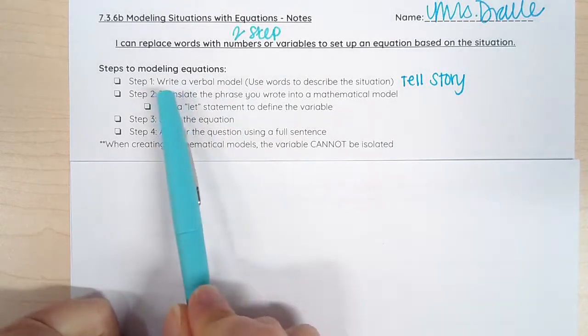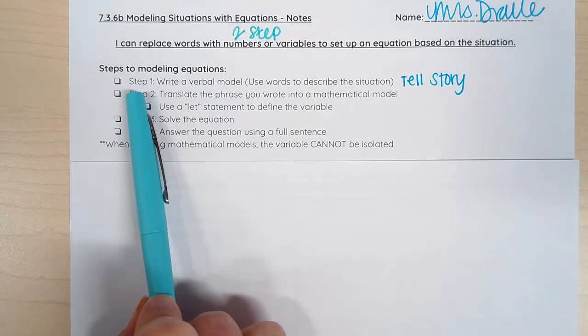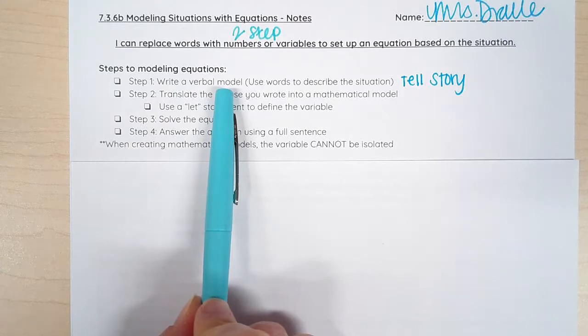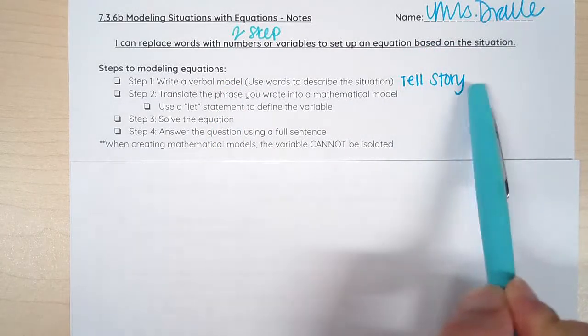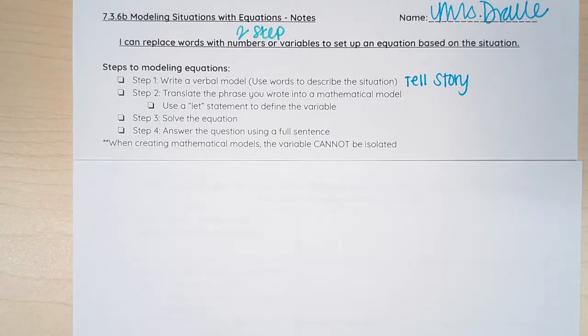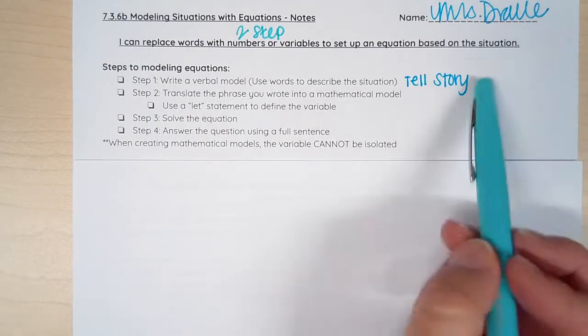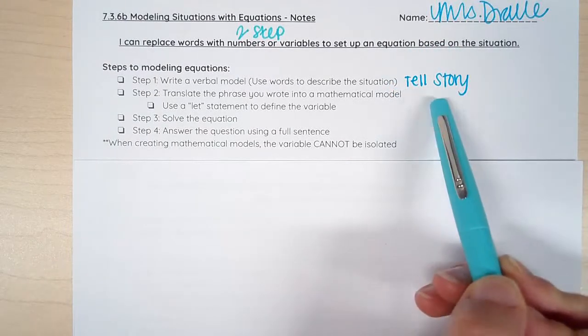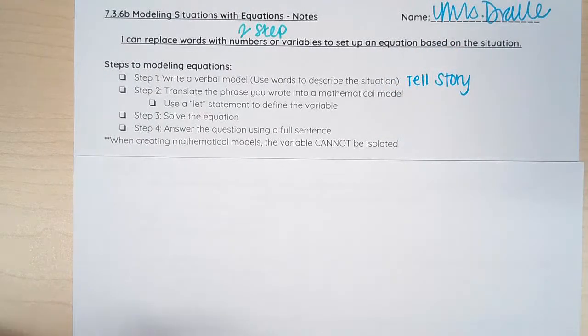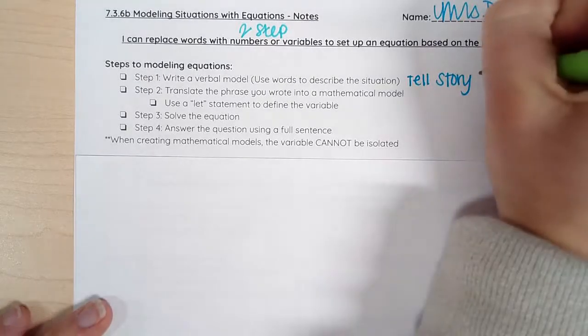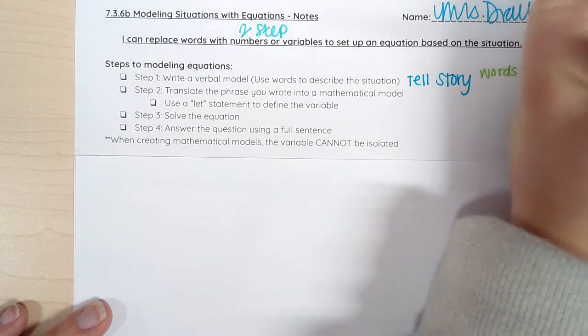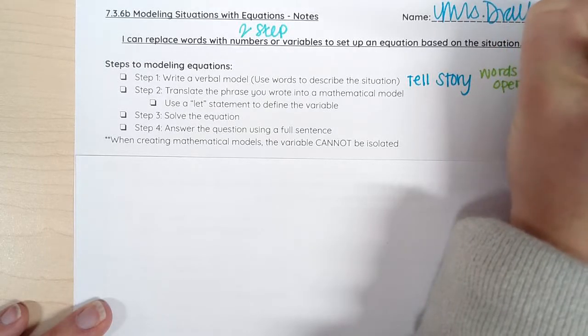So when we model these equations, our first step is to write a verbal model. So we're going to use words to tell our story. So we are going to take a step back. We are going to ignore the numbers that we see in our word problems, and we are going to just think about what is happening. We are going to tell that story using words and operations.